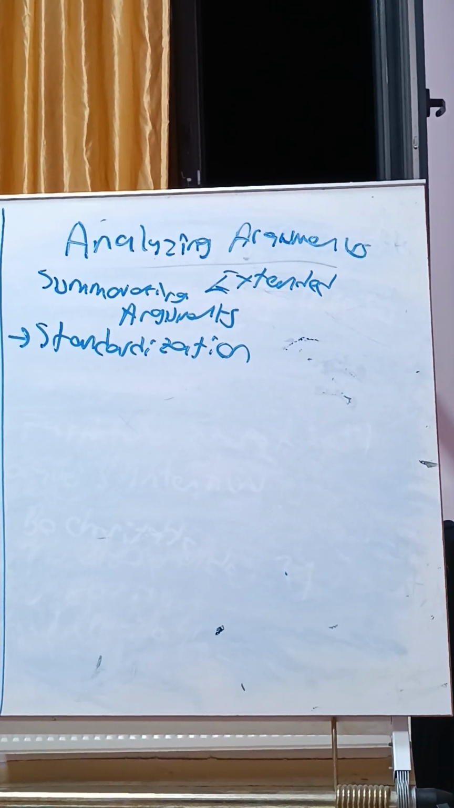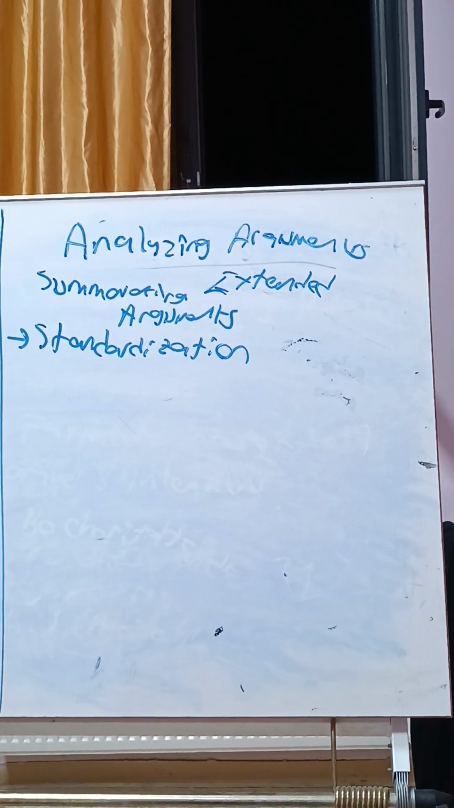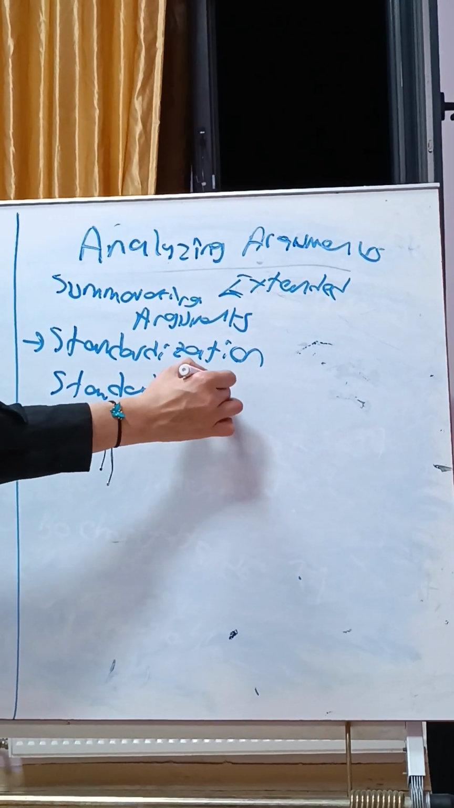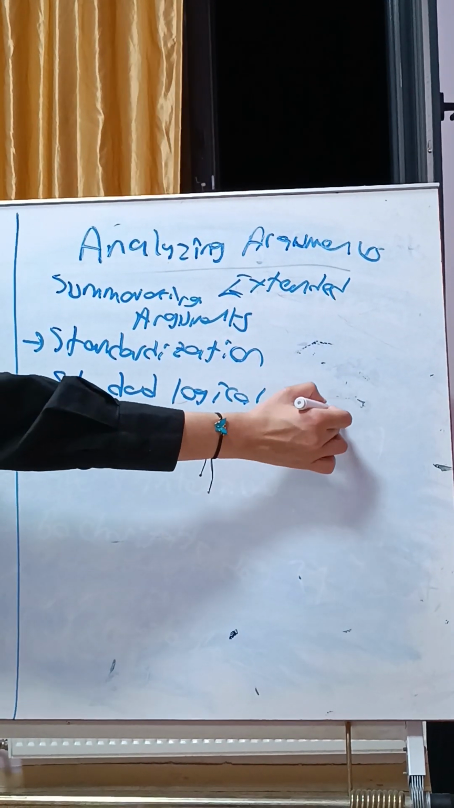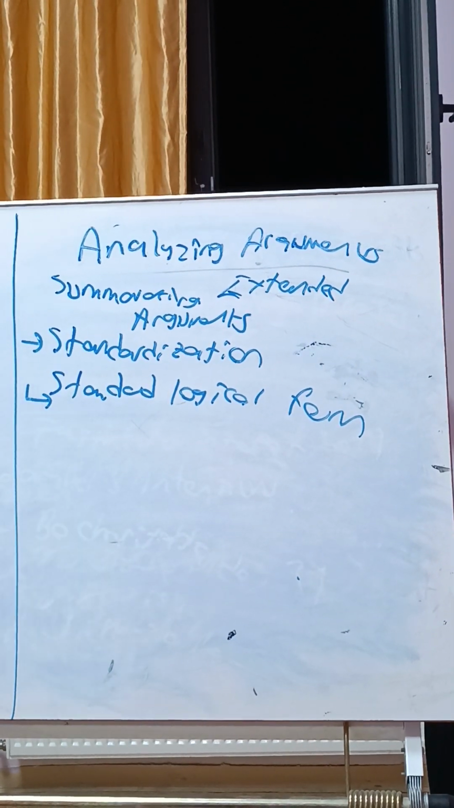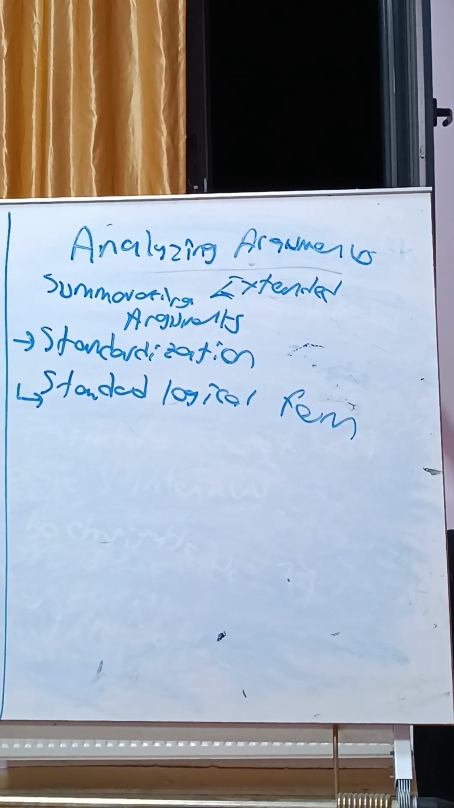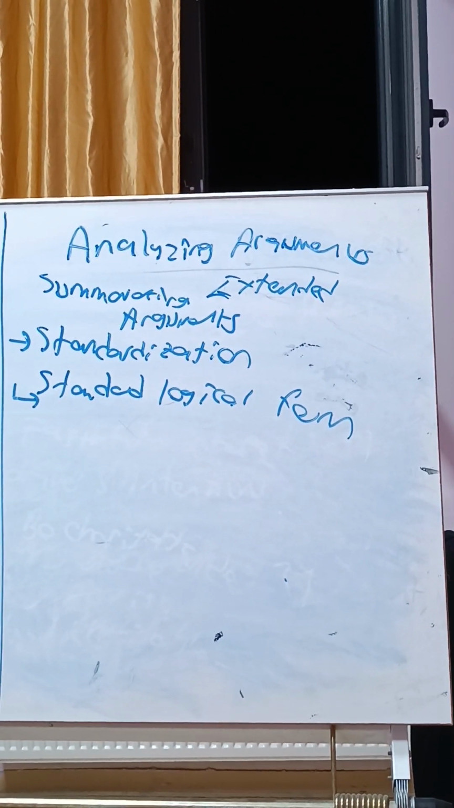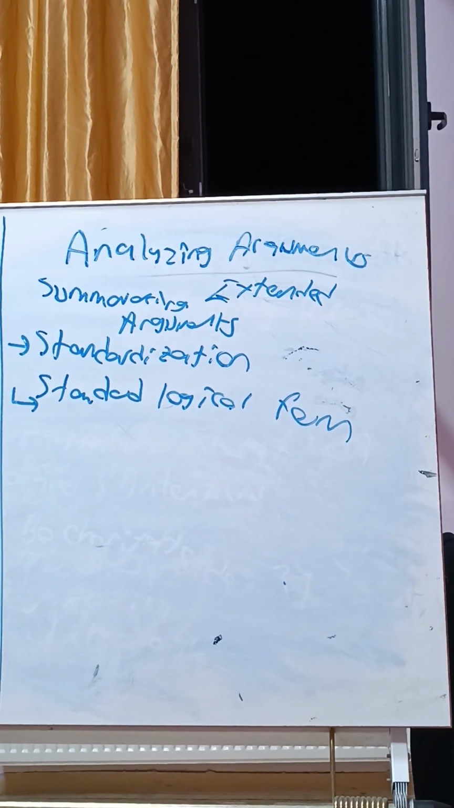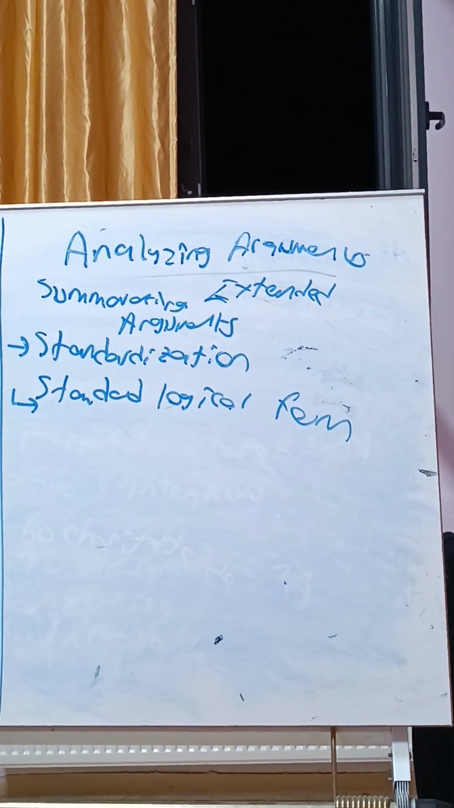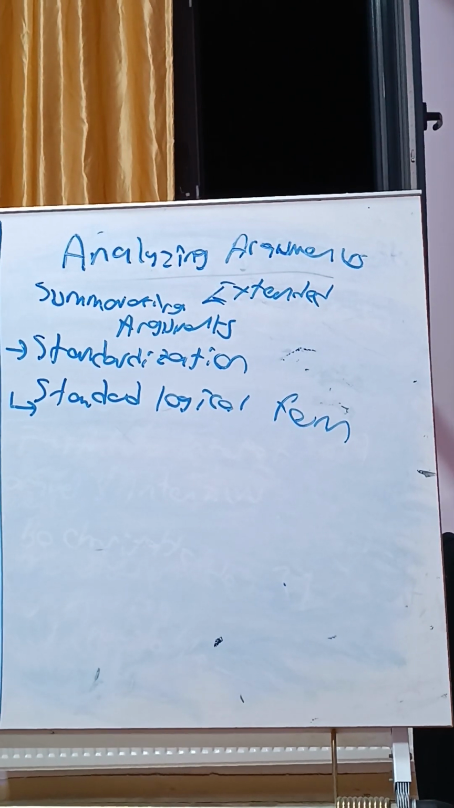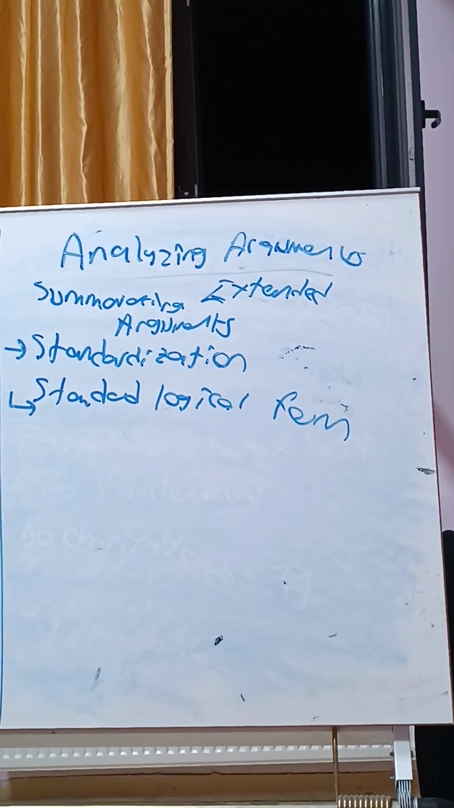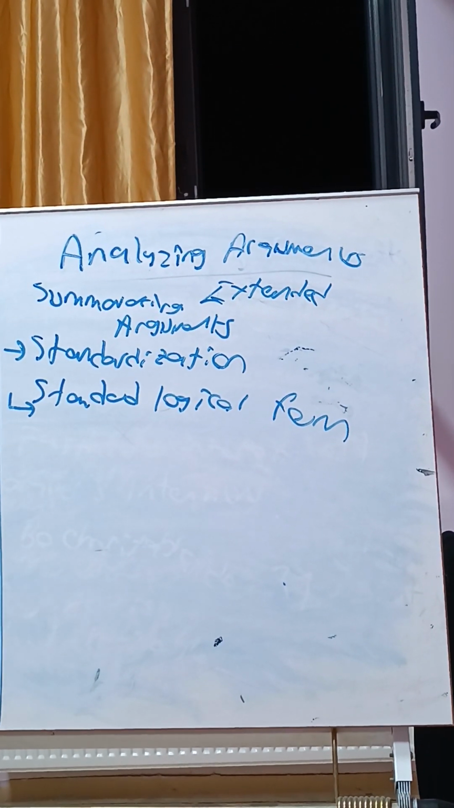An argument is said to be in standard logical form when each step in the argument is numbered consecutively. Premises are stated above the conclusions they are claimed to support, and justifications are provided for each conclusion in the argument. The following list shows the steps in argument standardization.